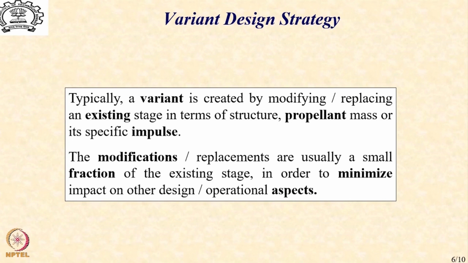In this regard, you must realize that these modifications or replacements are usually a small fraction of the existing stage. The implication is that in order to minimize the impact on other design and operational aspects, we need to keep these changes small. If there is a need to make large changes, then anyway it would be better to design a new rocket itself. For example, we have done this with the concept of GSLV, which is a different rocket altogether.